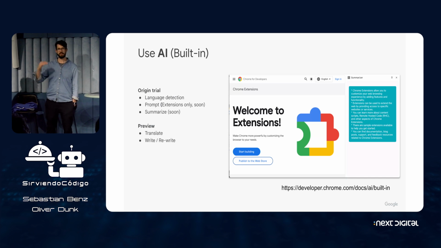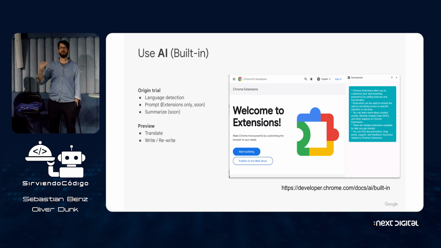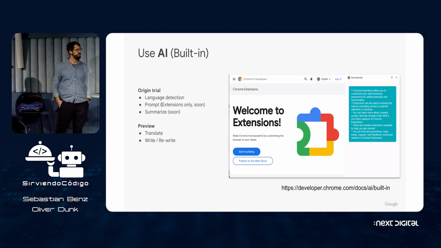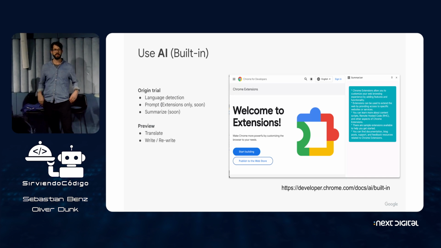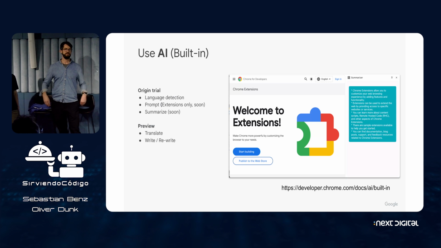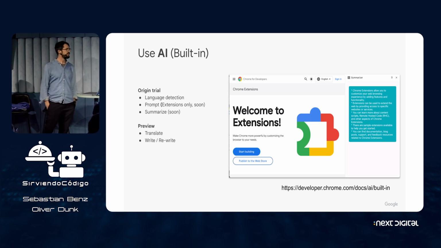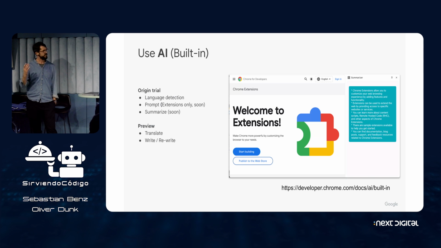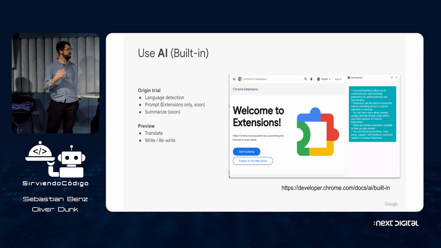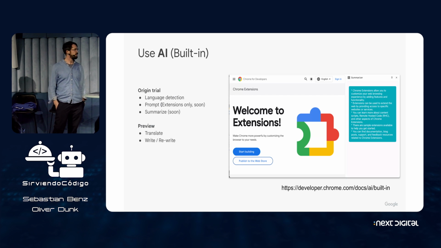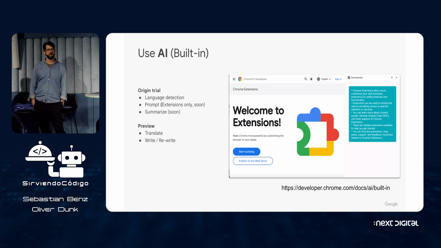So until now, they are in preview. So basically, they require a flag in order to be able to try these APIs out. But with the origin trials, you will be able to actually ship a website or an extension to users. And like the language detection API, the origin trial is already available. The prompt API and the summarize APIs are going to be launching soon as origin trials.